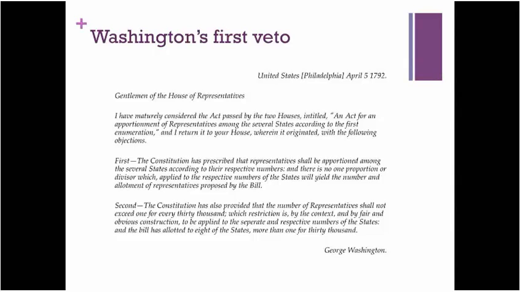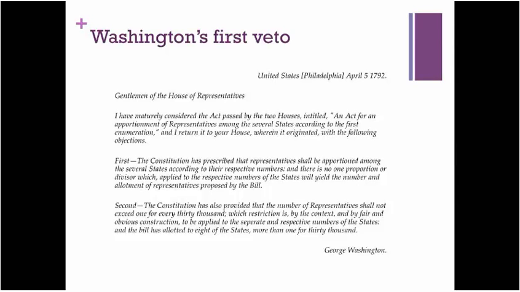And the very first veto in the history of the United States was by the first president, George Washington. In April of 1792, he vetoed a measure passed by both houses of Congress, both by the House and the Senate. And what was that bill? It was a bill that was supposed to determine how the House of Representatives would be apportioned.